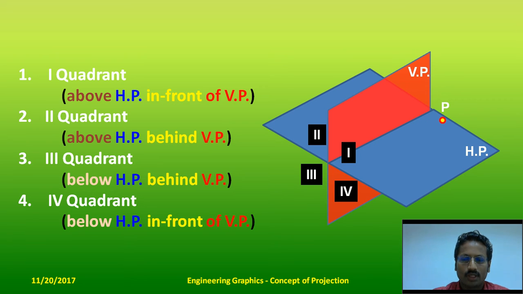Now it depends upon where the object is kept. Accordingly, you call that the first angle projection, the second angle projection, the third angle projection, or the fourth angle projection. That is, if the object is kept in the first quadrant, you call that first angle projection. If it's kept in the second quadrant, you call that second angle projection. If it's kept in the third quadrant, you call that third angle projection. And if the object is kept in the fourth quadrant, you call that fourth angle projection. So these are the four angle projections.